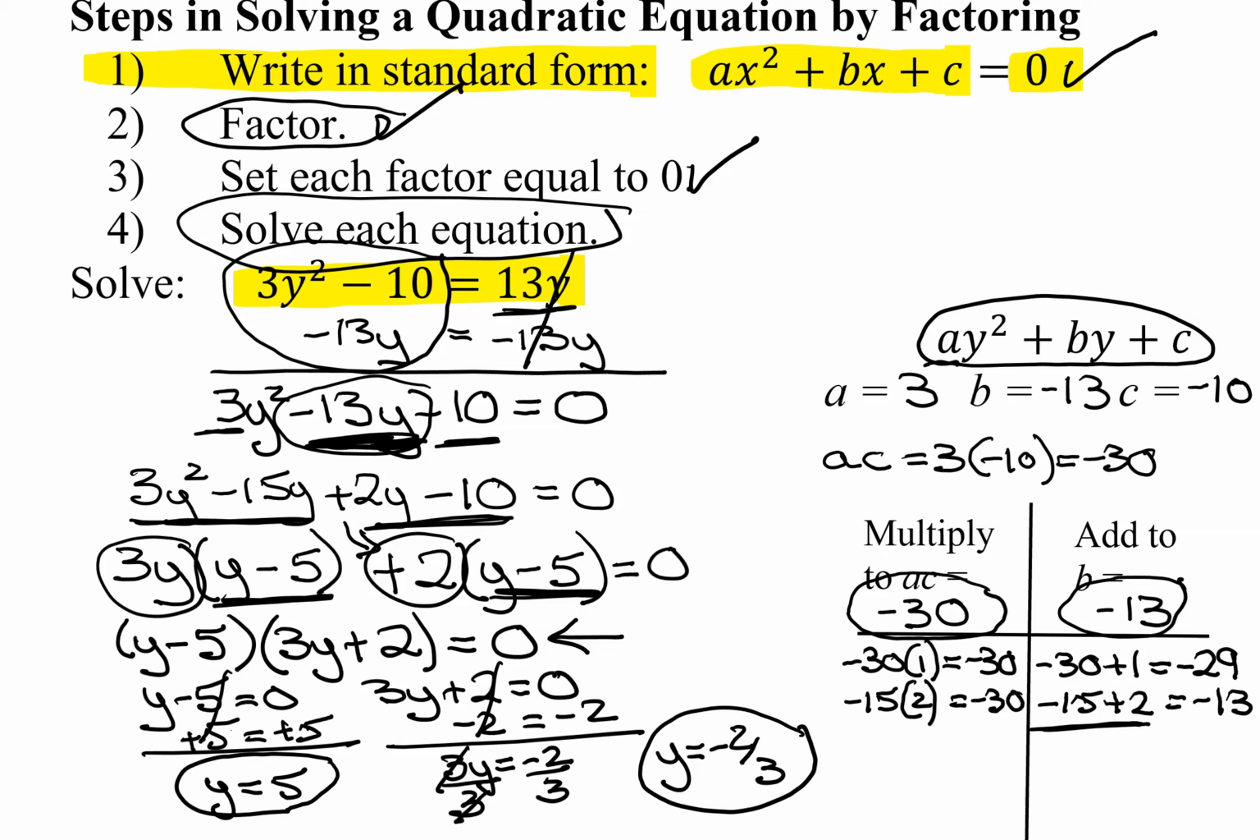We do not have to check them since I started with a quadratic equation, but if you wanted to check them, you could take y equals 5, plug it into the original equation, and see if you get a true statement. Then you'd plug y equals negative 2/3 into the original equation and make sure you got a true statement for that.